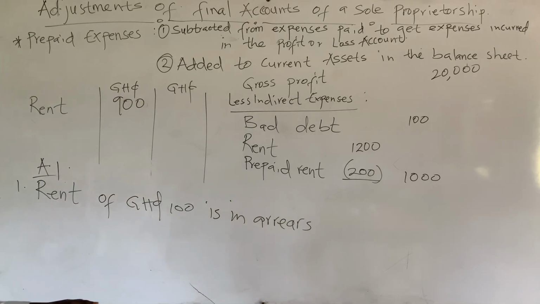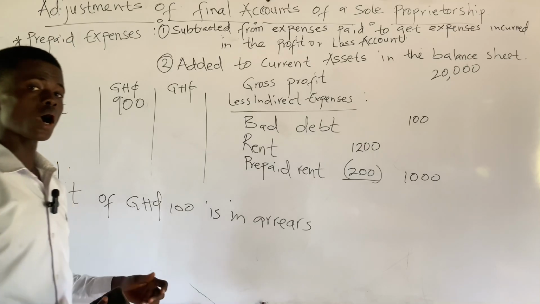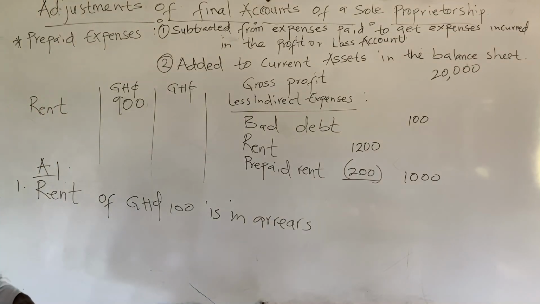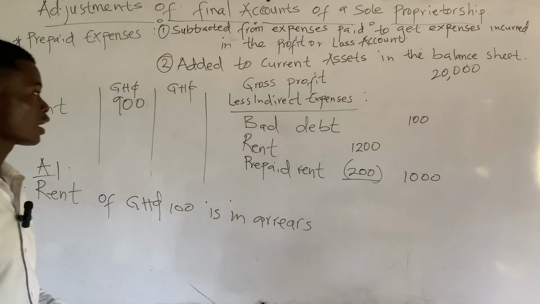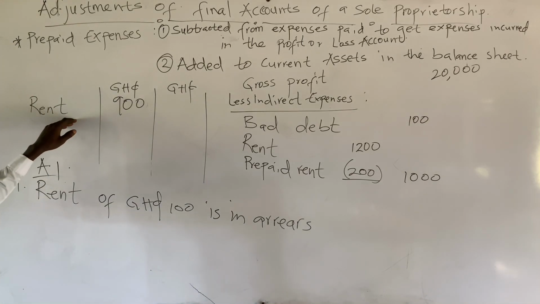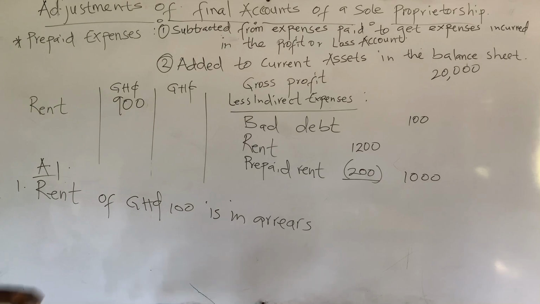So the additional information is saying that rent expenses of 100 cedis remains unpaid or is in arrears. So how can we ascertain the rent expenses incurred? Because we now have the rent expenses paid, which is the one on the trial balance, and the additional information is saying that 100 cedis of rent expenses remains unpaid.